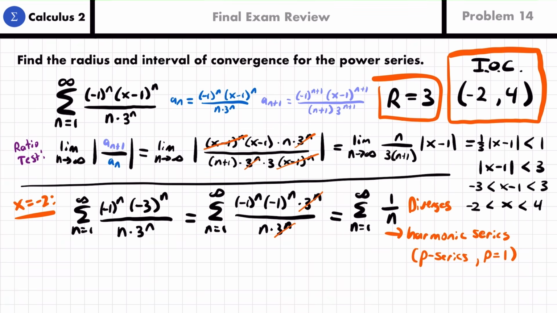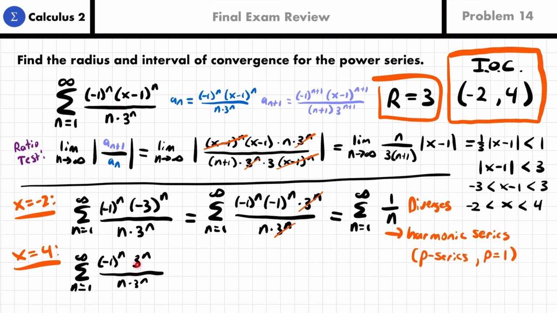But what about +4? We still need to check that value of x yet. So let's do that. Let's let x be equal to +4. Doing that, we'll get the sum from n equals 1 to infinity of -1 to the power of n times x minus 1, so 4 minus 1 to the power of n, divided by n times 3 to the power of n. Now 4 minus 1 is 3, so this is just 3 to the power of n. I'll even rewrite that here. This would be 3 to the power of n.